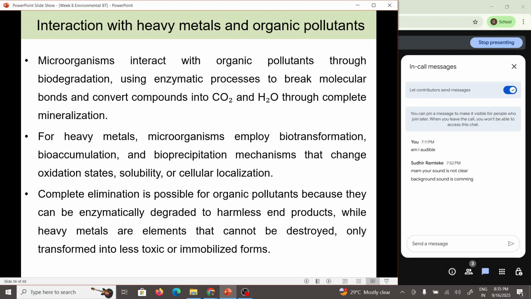So microbes interact with the organic pollutant through biodegradation. It completely degrades the organic pollutants using enzymatic processes. How the enzymes go and break the molecular bonds between the organic components and convert them to carbon dioxide and hydrogen. This process is called complete mineralization.